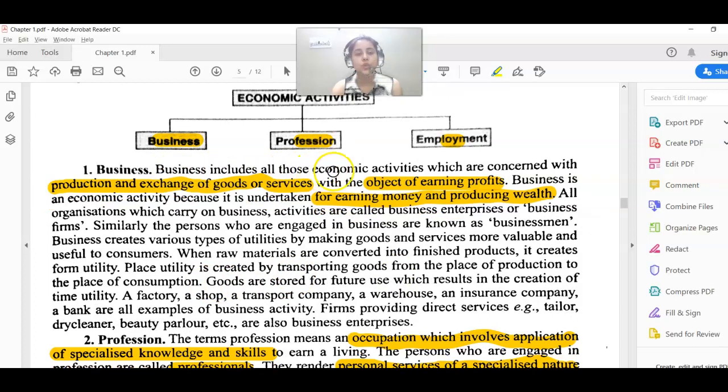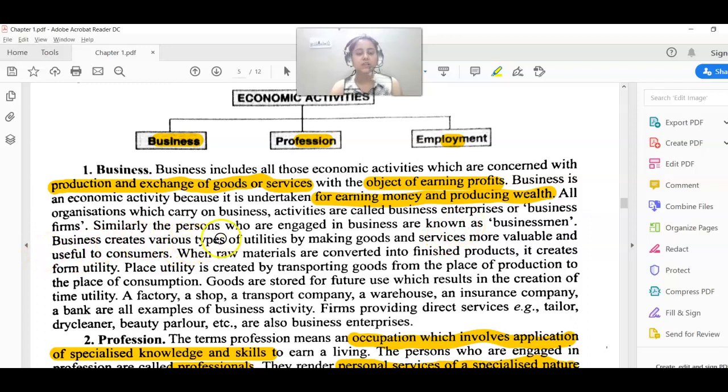Business includes all those economic activities which are concerned with production and exchange of goods or services with the object of earning profit. So these highlighted points are very important. Business is an economic activity because it is undertaken for earning money and producing wealth. All organizations which carry on business activities are called business enterprises or business firms. Similarly, the persons who are engaged in business are known as businessmen.